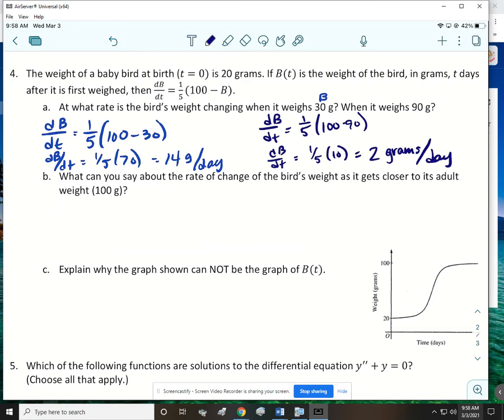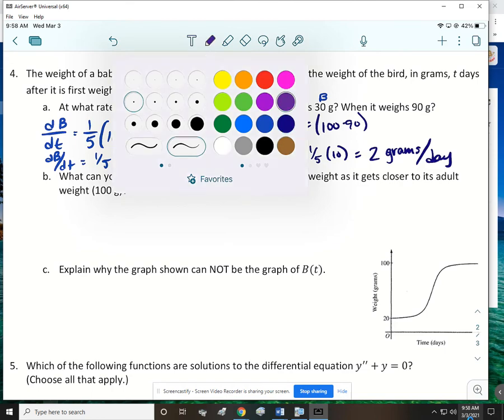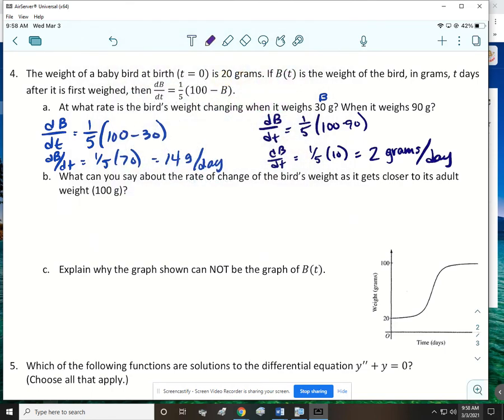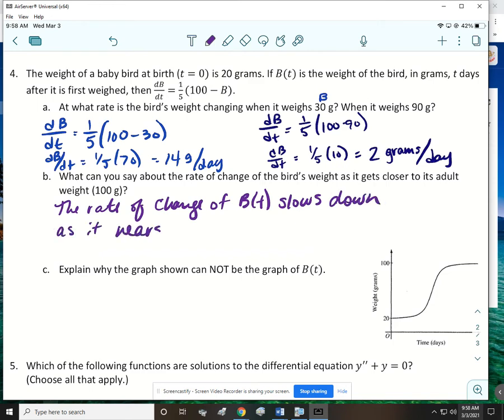Okay, so what can you say about the rate of change of the bird's weight as it gets closer to its adult weight, which is 100 grams? So the rate of change of B(t) slows down as it nears the adult weight. So basically, it's going to grow fastest when it's the farthest away from its adult weight, when this is the largest number. So the less the bird weighs, the faster it's growing.